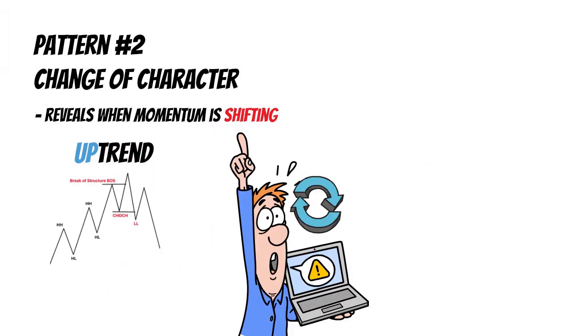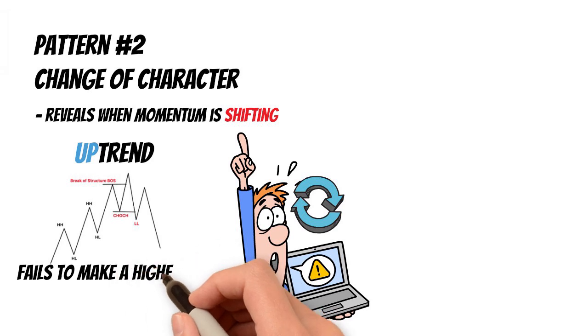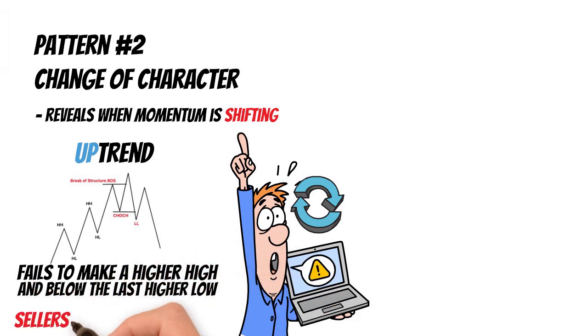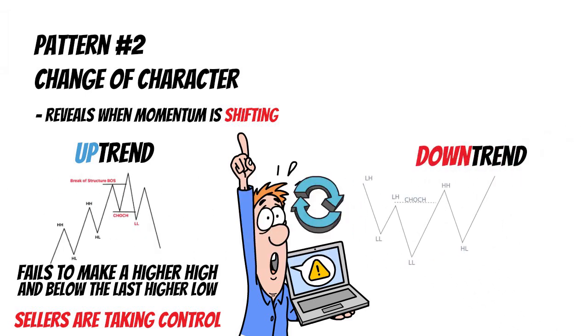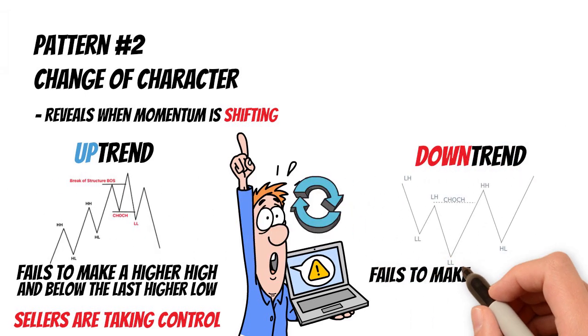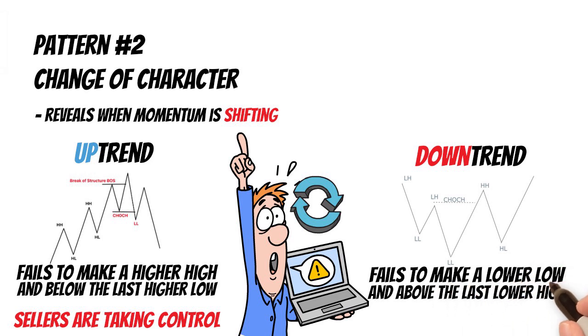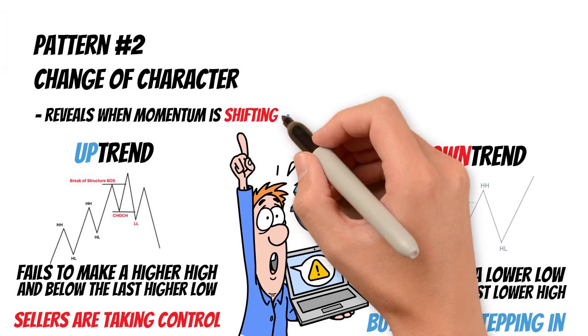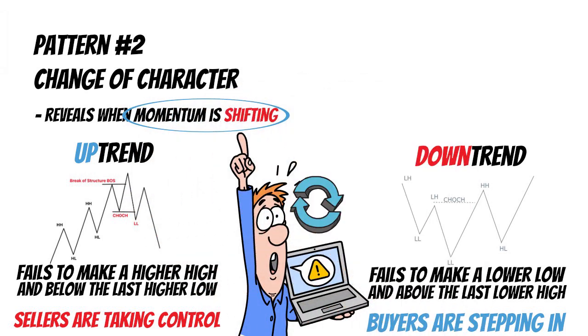In an uptrend, if price fails to make a higher high and then breaks below the last higher low, that's a bearish change of character. Sellers are taking control. In a downtrend, if price fails to make a lower low and then breaks above the last lower high, that's a bullish change of character. Buyers are stepping in. Think of change of character as the market shouting the character has flipped. The psychology has shifted and momentum is turning.